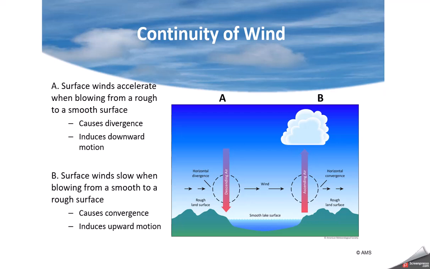Convergence, winds are coming together. Another aspect of continuity of the wind. Say I have a lake. We'll take Lake Erie, for example. I'm blowing a wind out of the northwest across Lake Erie. Well, there's not much friction, no really rough surfaces on the lake. So what is happening is the wind is picking up speed as it's coming across the lake.